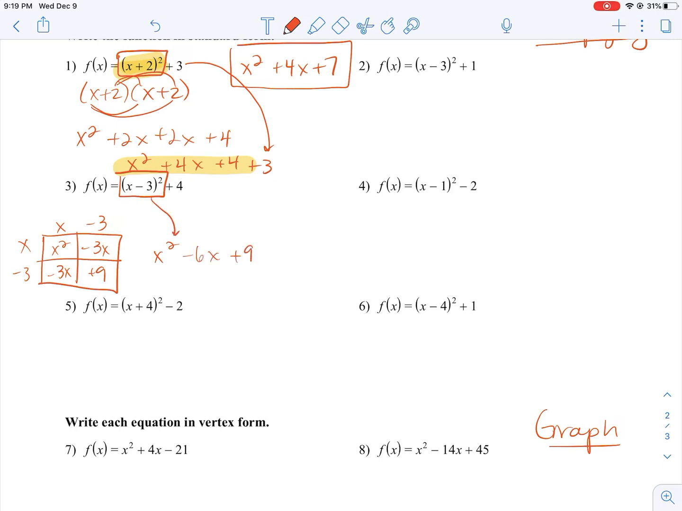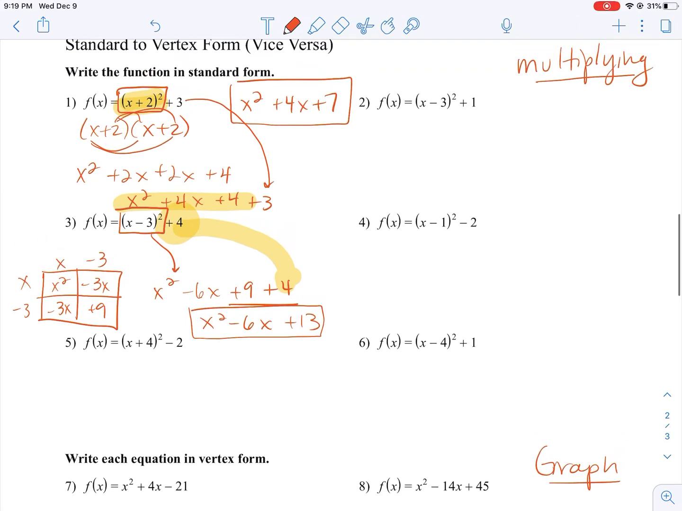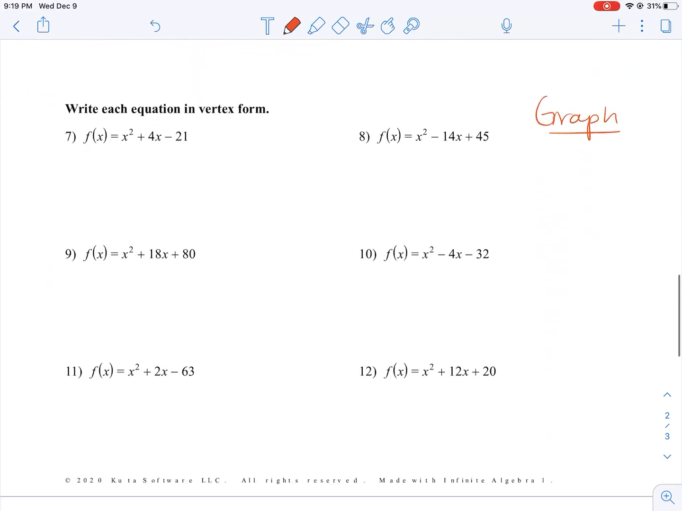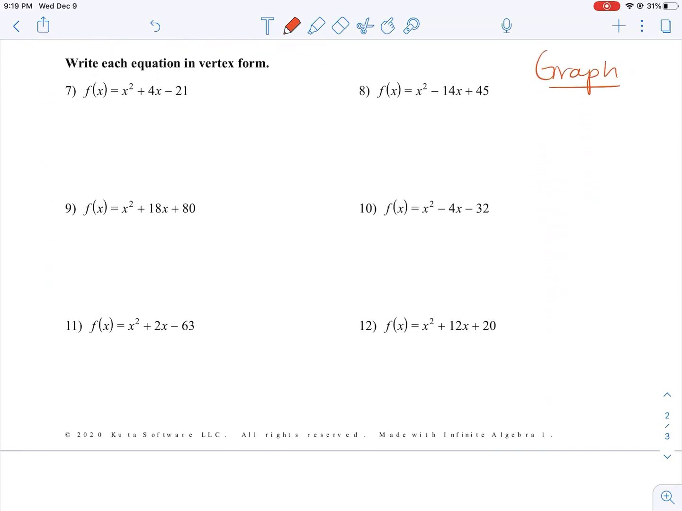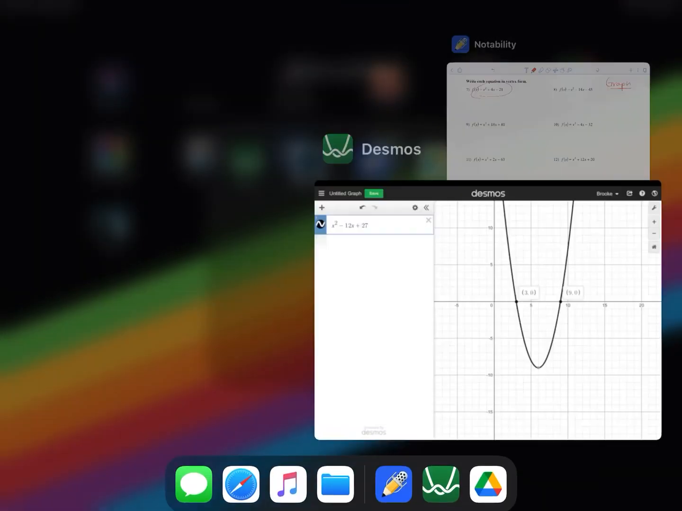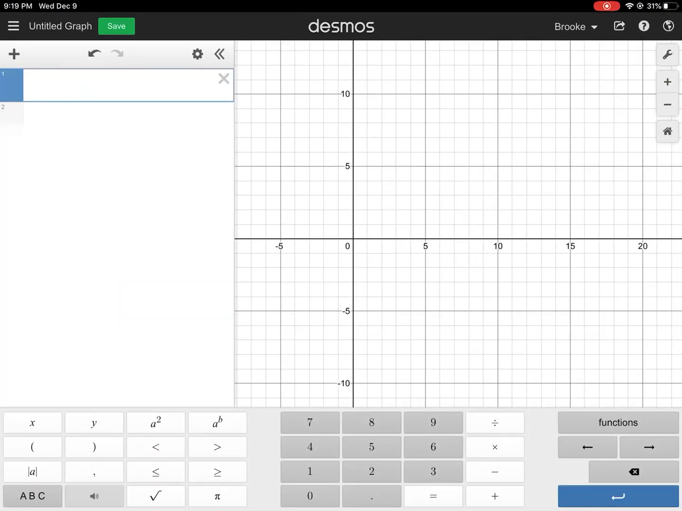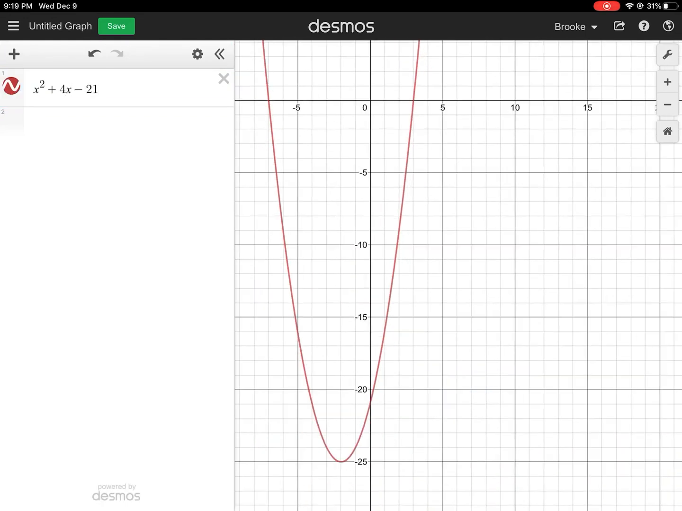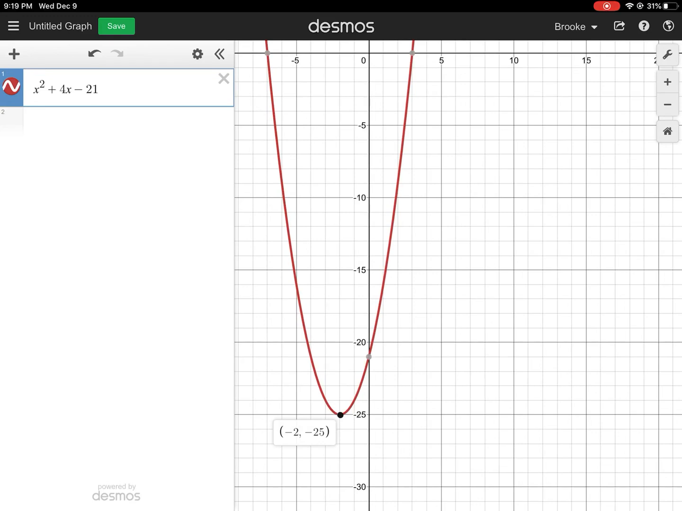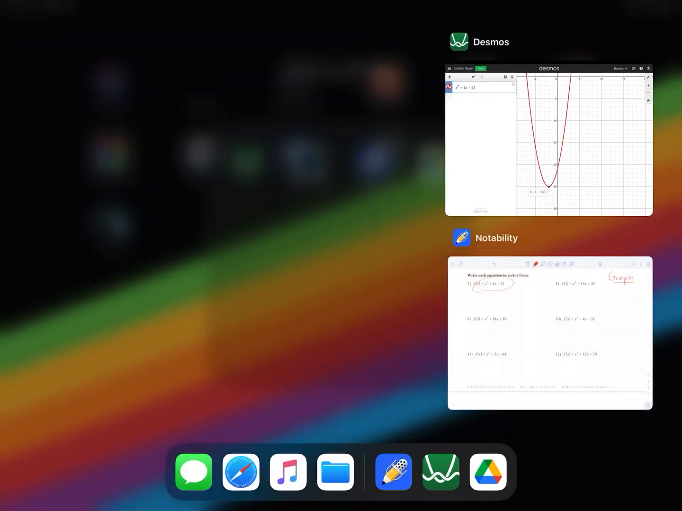So this and this are synonymous, they're equal. But now I'm going to bring down the plus 4 down here. So I'm going to add plus 4 to the end of this and then combine the two like terms. There's my standard form. All right, so again, you're doing 2, 4, and 6 of those, and then you're graphing down here to pull the vertex. So I'm going to graph this in Desmos. So when I graph it and I pull its vertex, it is negative 2, negative 25.